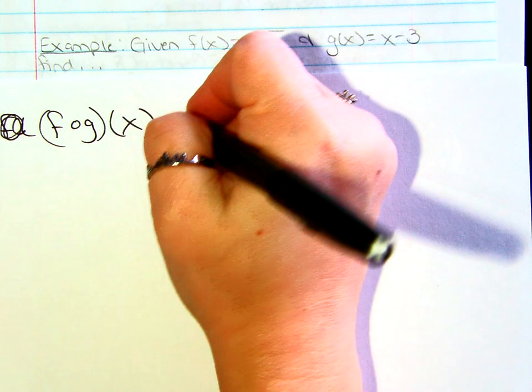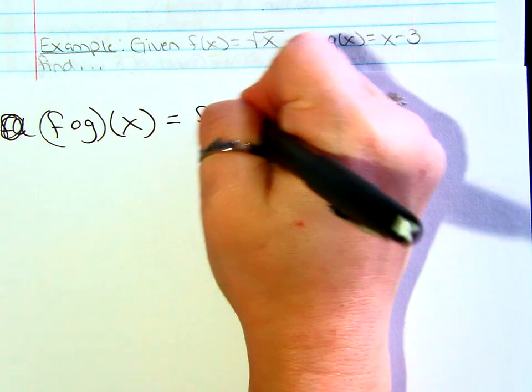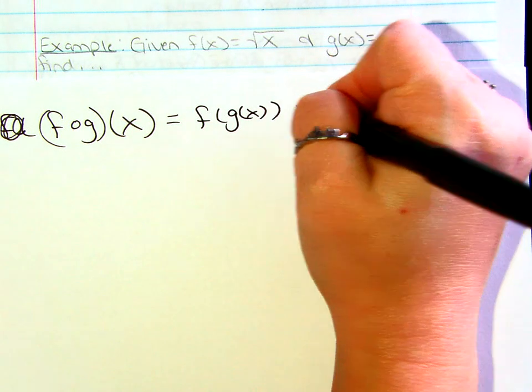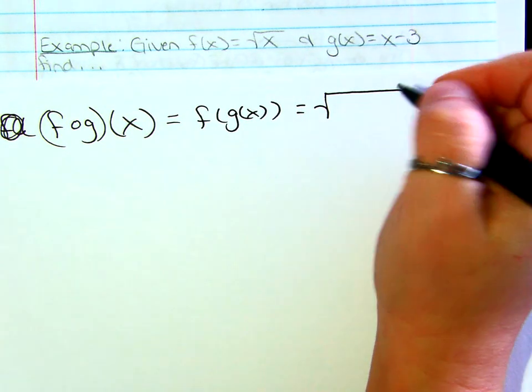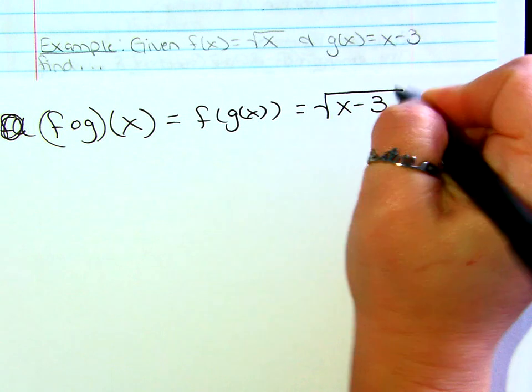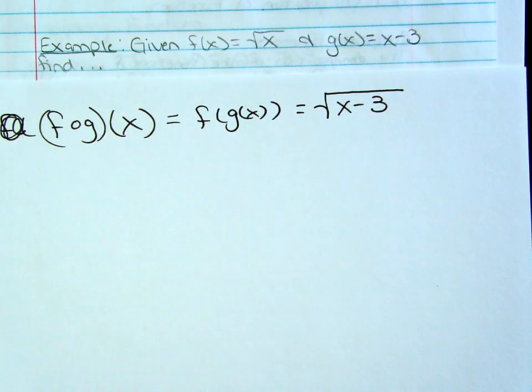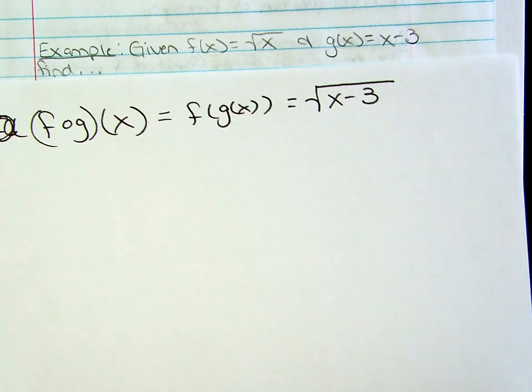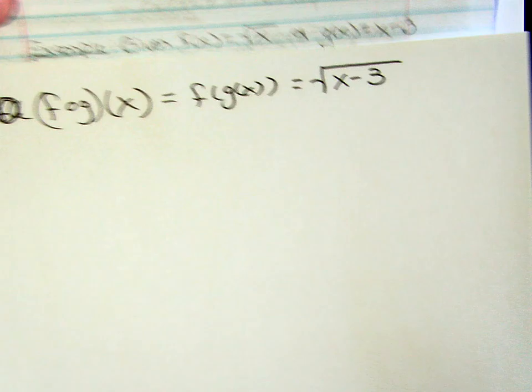So I'm going to take g of x and plug it into my f of x. Well, f of x is the square root of x, but now I'm going to put in g of x instead. So I get the square root of x minus 3. That's it. Can't do anything else with it. But then I've got to find the domain. So I'm going to move this out of the way so you can just see this.